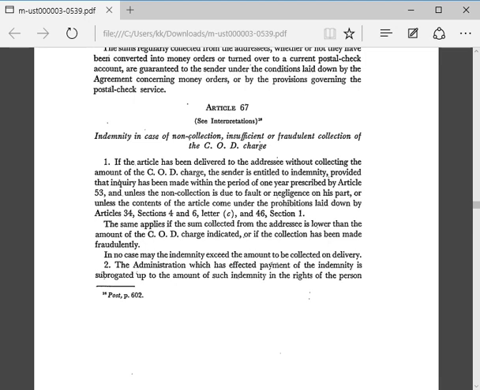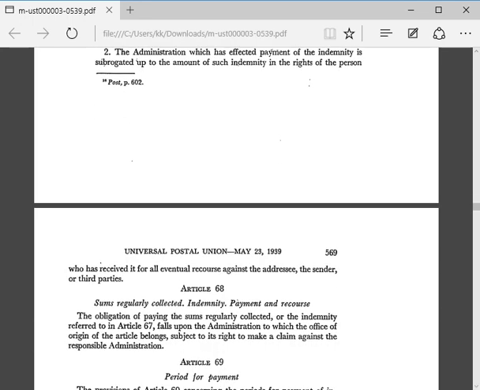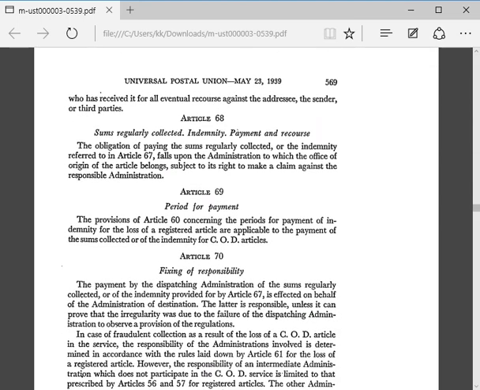The administration which has effected a payment of the indemnity is subrogated, up to the amount of such indemnity, in the rights of the person who has received it for all eventual recourse against the addressee, the sender, or third parties. Article 68. Sums regularly collected, indemnity, payment, and recourse. The obligation of paying the sums regularly collected or the indemnity referred to in Article 67 falls upon the administration to which the office of origin of the article belongs, subject to its right to make a claim against the responsible administration. Article 69. Pyramid for payment. The provisions of Article 60 concerning the pyramids of payment in indemnity for the loss of registered articles are applicable to the payment of the sums collected or the indemnity for COD articles.